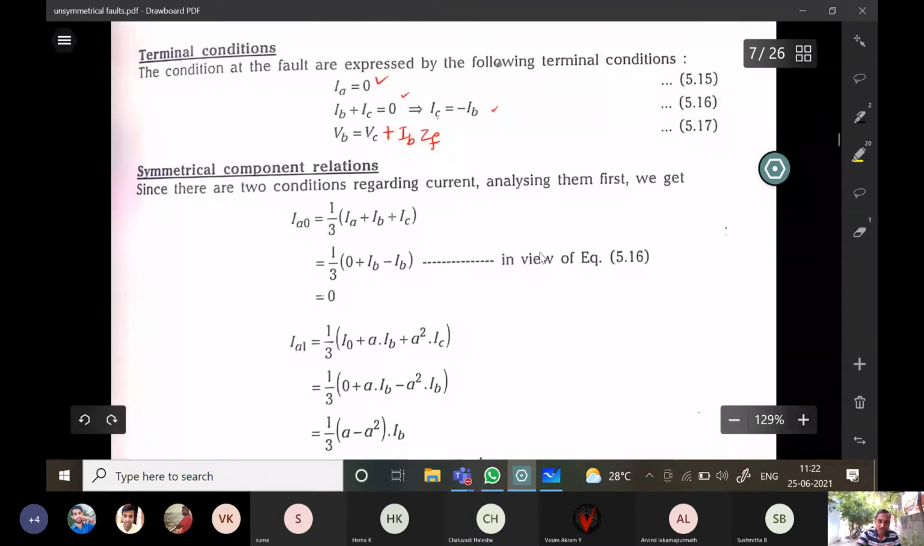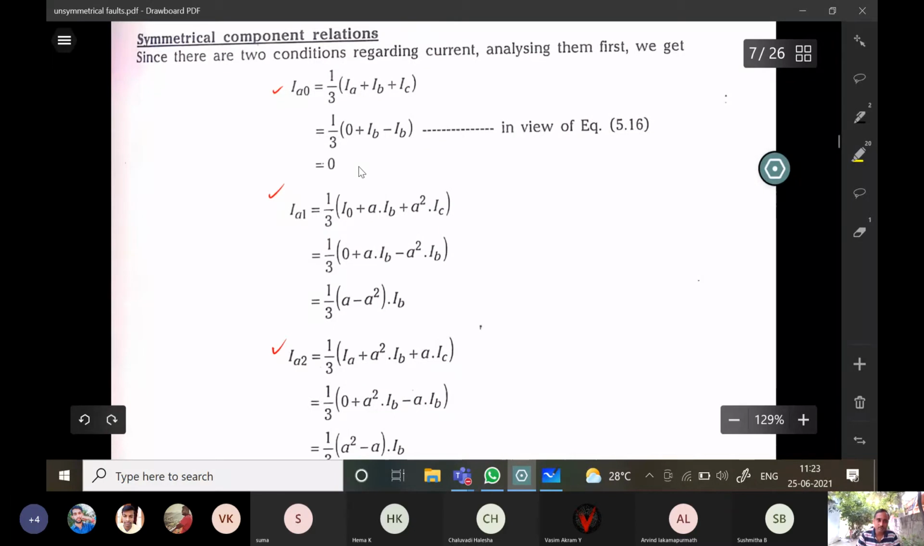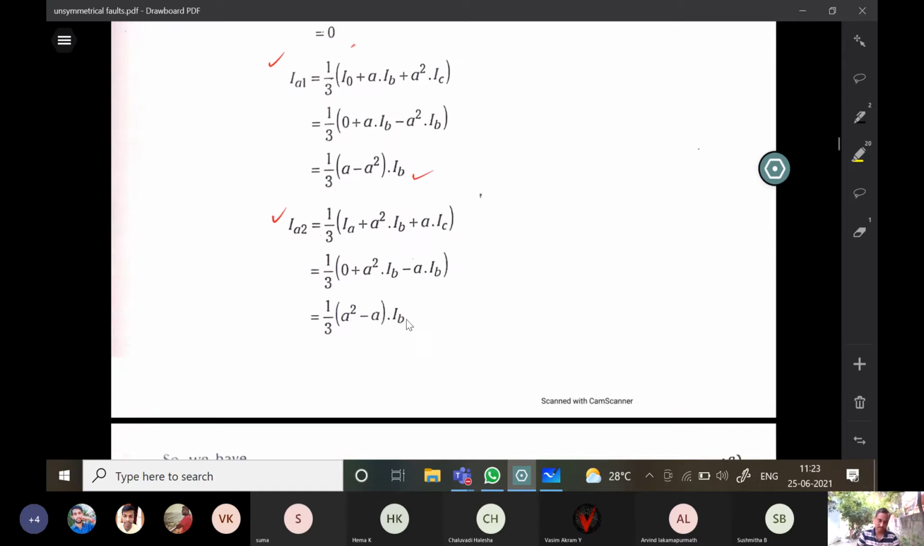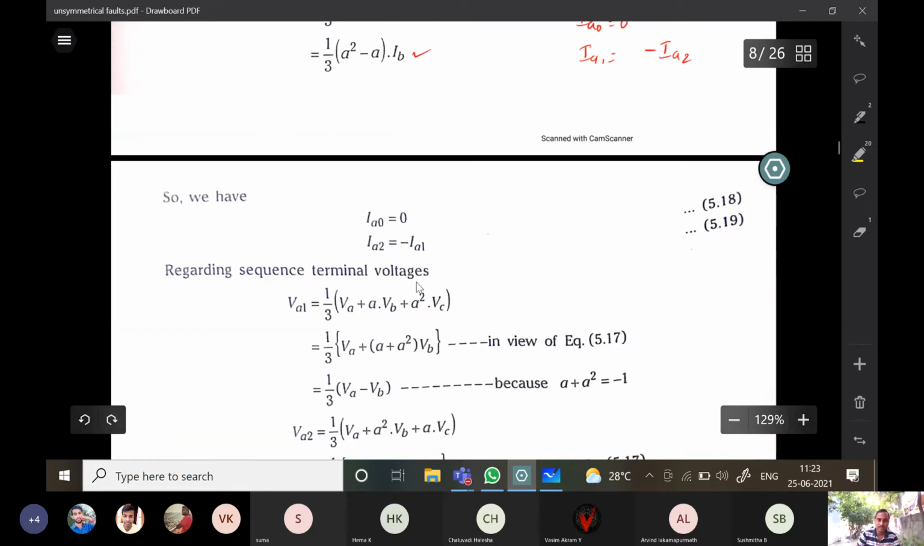Now the symmetrical component relations. According to your previous derivation, this remains the same: IA0, IA1 and IA2. IA0 is equal to 0, and IA1 is equal to 1 by 3 times of A minus A square into IB. Everything remains the same, and IA0 is 0 here, and IA1 becomes minus of IA2. Here A minus A square is there, and here A square minus A is there. Therefore, opposite in nature, IA1 is equal to minus IA2, which is already written here.